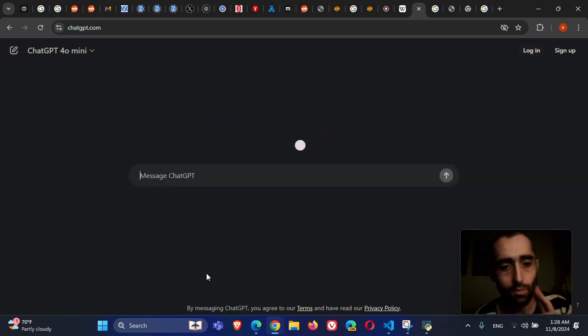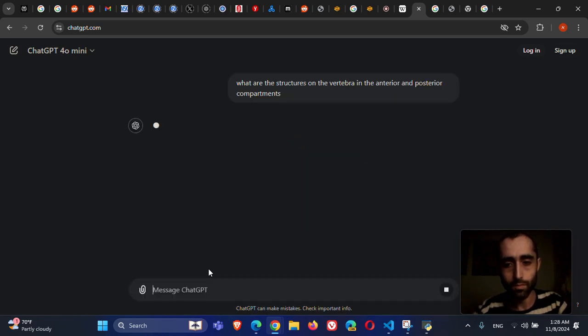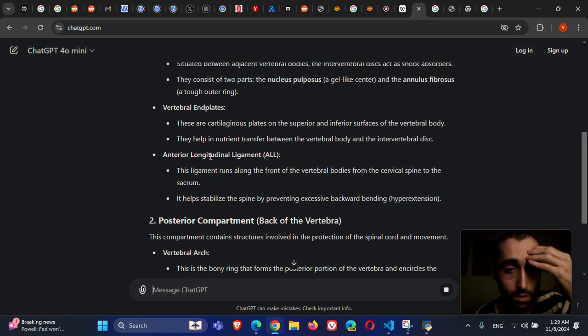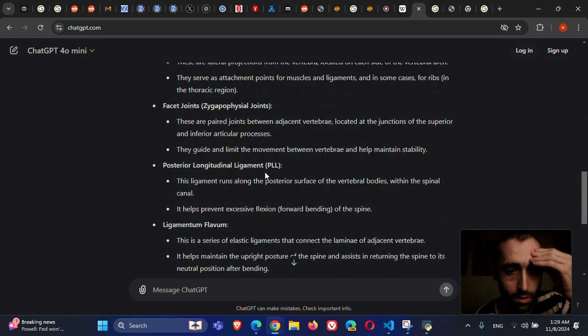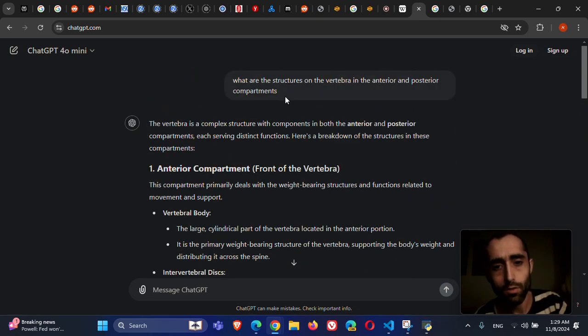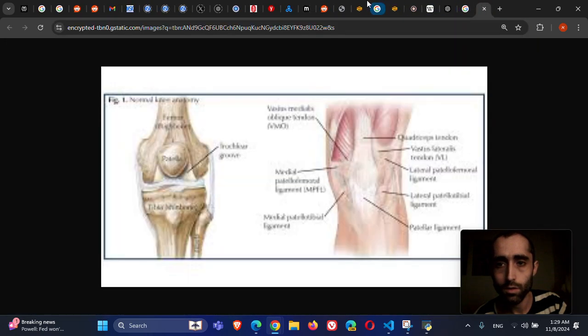For example, what are the structures on the vertebra in the anterior and posterior compartments? And then you can see that it tells me about the vertebral end plates and anterior longitudinal ligament. It doesn't tell you all the time about it. This is quite a good answer, I must say. Okay, this was a very detailed answer. Usually it doesn't give me quite a good answer, but this was good. It told me about almost every ligament that I need to know about, the most important ones.